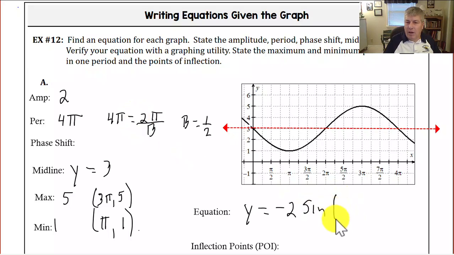So sine of 1/2 x. There's been no phase shift here. We haven't shifted left or right, so we can just do 1/2 x. But we do have a vertical shift up 3 units, because our midline is 3.